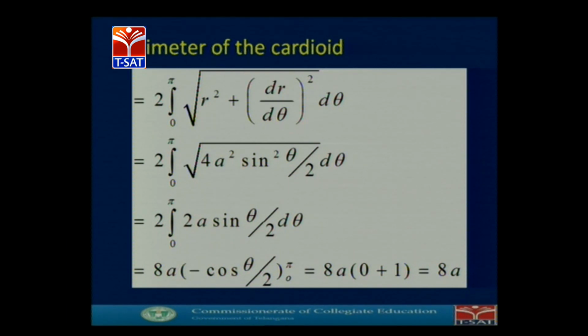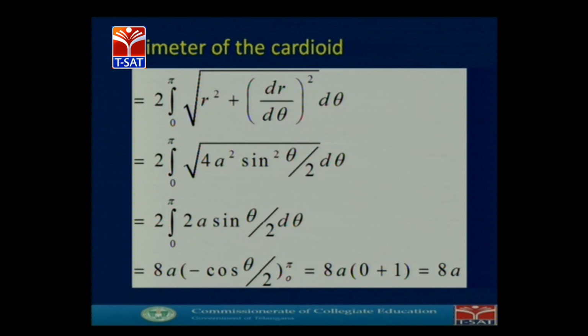Already we got r square plus (dr by d theta) whole square as 4a square sin square theta by 2. So if you remove the root, we get 2a sin theta by 2. The integration of sin theta by 2 is minus cos theta by 2 divided by 1 by 2. If you simplify that value, we get 8a into minus cos theta by 2. Apply the limits 0 to pi.